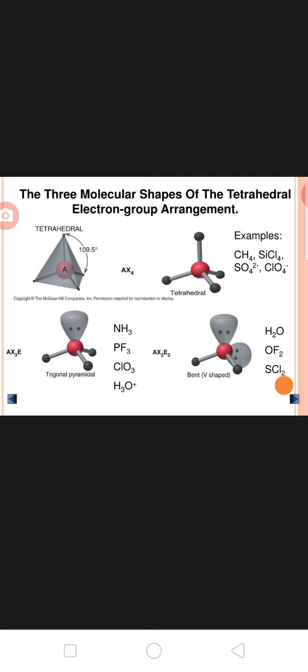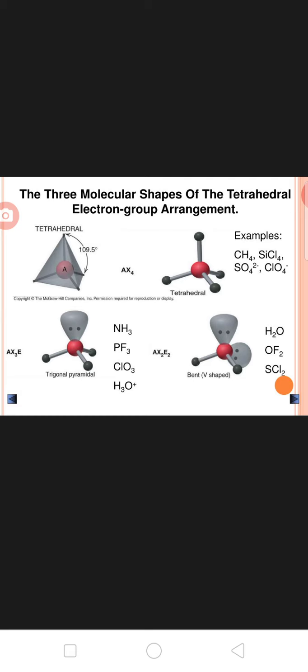The three molecular shapes of the tetrahedral electron group arrangement. Tetrahedral geometry: CH4 has four bond pairs, exactly tetrahedral, with bond angle 109.5 degrees. Silicon tetrachloride also has the exact angle of 109.5. Similarly, all are tetrahedral geometry. Ammonia, PF3, PCl3 and hydronium all have three bond pairs and one lone pair. Due to three bond pairs it is tetrahedral, but due to repulsion of the one lone pair, the angle is reduced from 109.5 to 107.5. This geometry is known as trigonal pyramidal geometry.